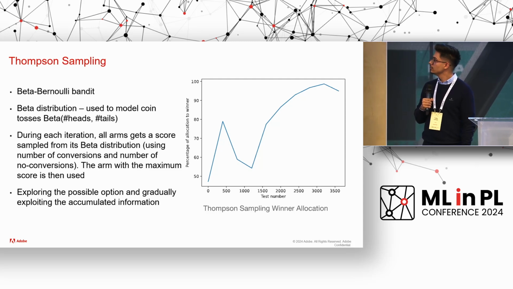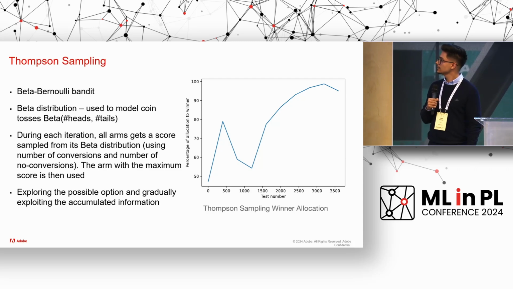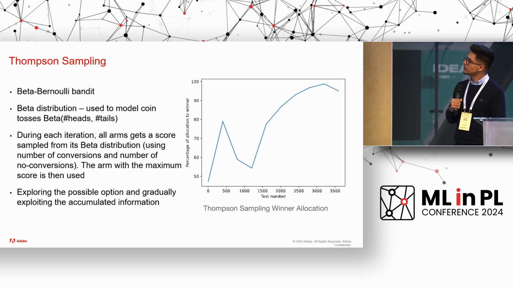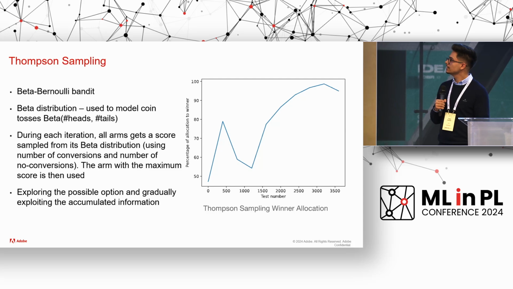We ran around 4,000 tests in this setup, and we plotted the percentage of traffic allocation to the winner, so the 6% treatment. We can see that it goes pretty fast to the winning one, then it drops down a little bit, and then gradually gets to 100%.